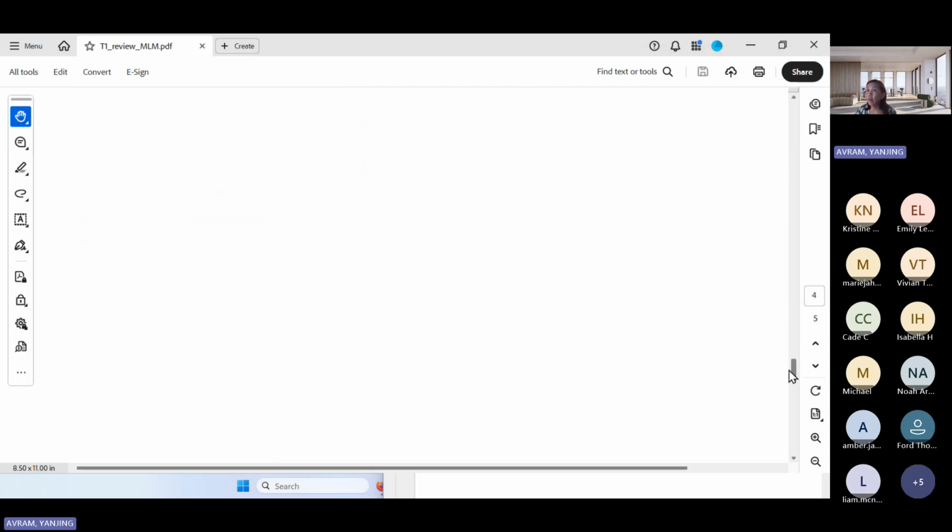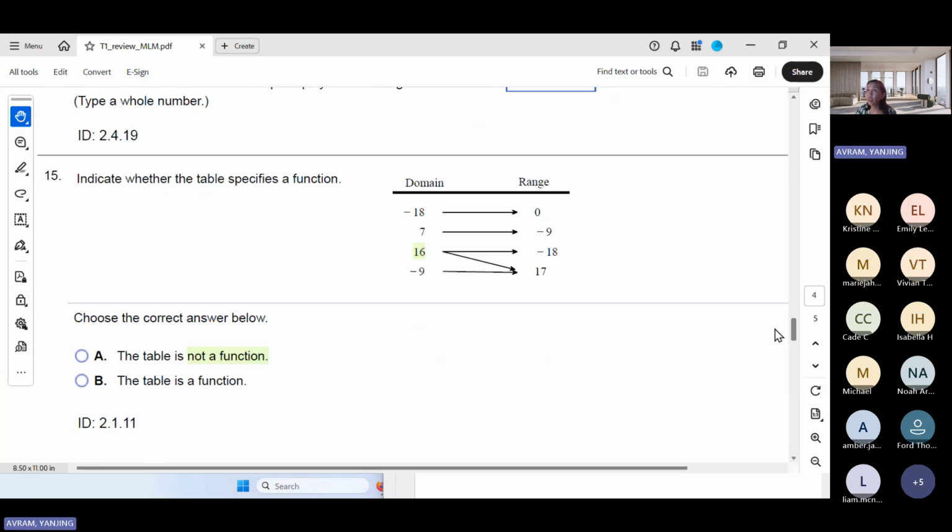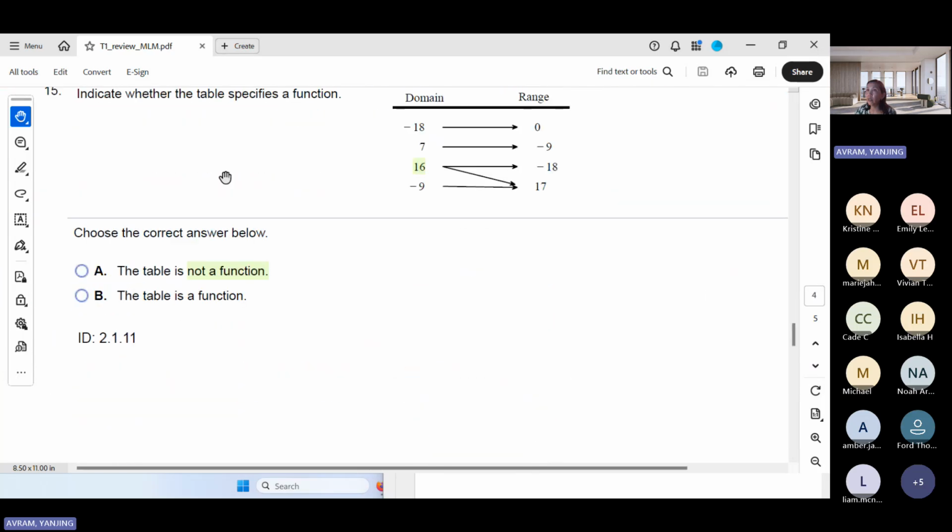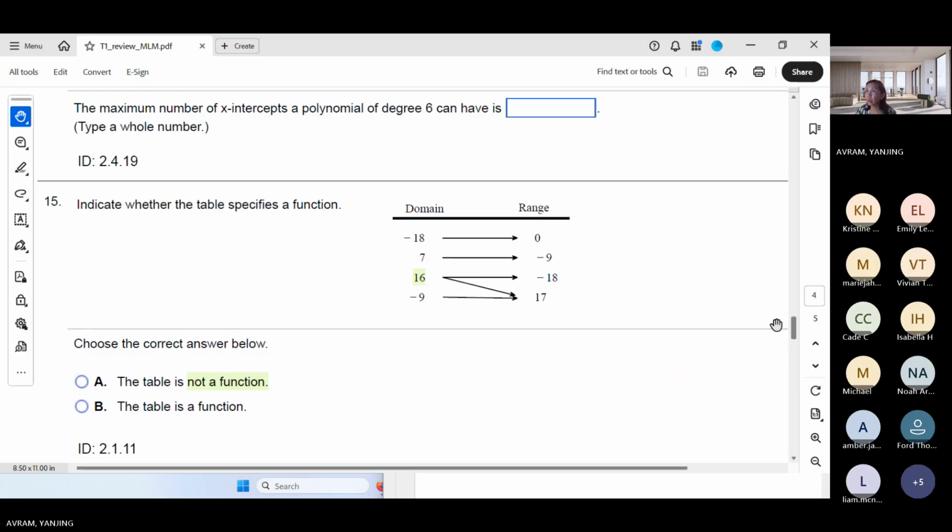All right, last question here is: indicate, is this a function or not? Okay, so this is the domain. Domain is also called input, or sometimes we call it x value. The range is called y value or the output. In order to be a function, one x must only have one y. So this one, the domain has two outputs, two ranges in here. So therefore, this one is not a function.